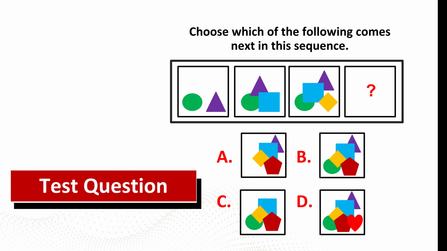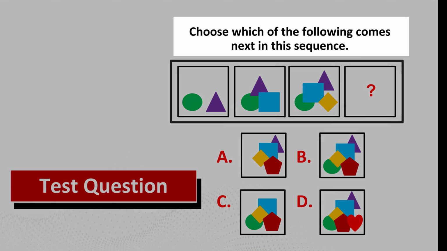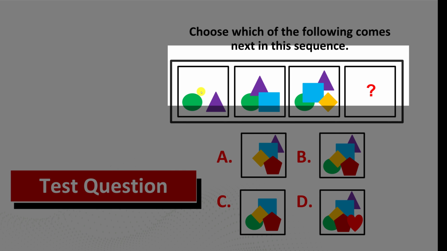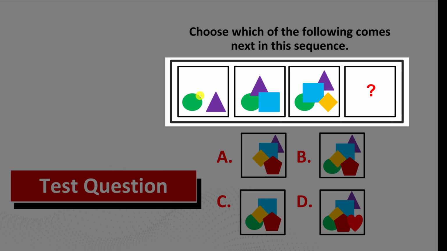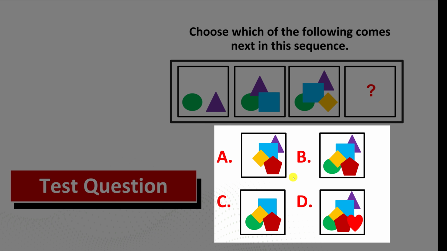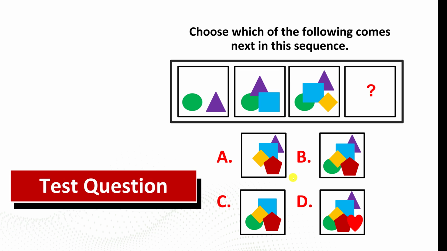And now here's the question for you to try. Please choose which of the following comes next in the sequence. You are presented with the sequence of objects, and the 4th object in the sequence is missing. And you have 4 different choices presented here, and you need to select 1 out of 4 choices. Feel free to pause this video and try to solve this challenge.